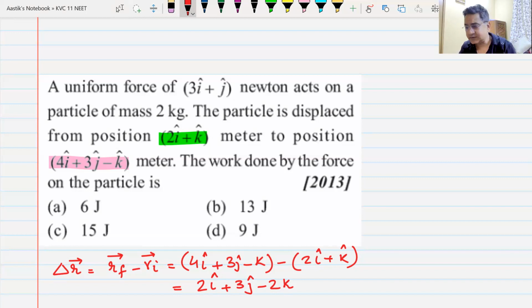Do we understand this? Well, now what you have to do is take the dot product. This 2i will get multiplied by this 3i. This 3j will get multiplied by this j. And for this k, we don't have any k, so it will get multiplied by 0. So now can you tell me the answer?